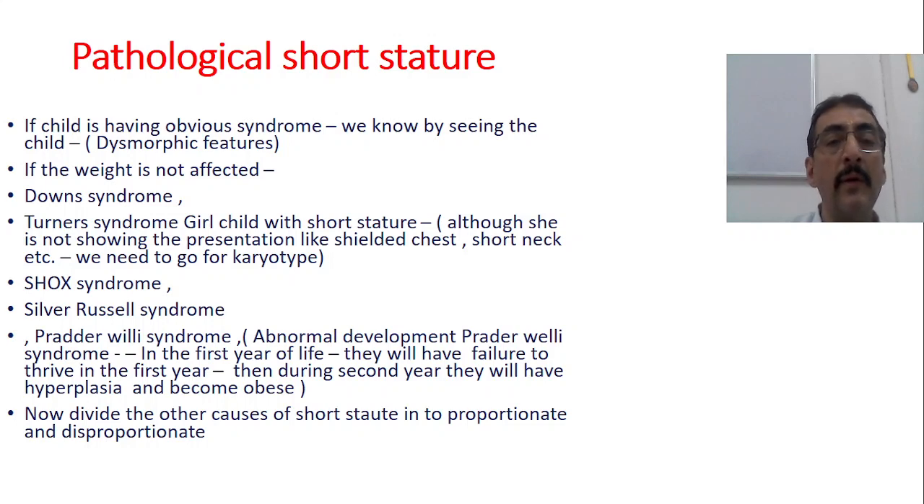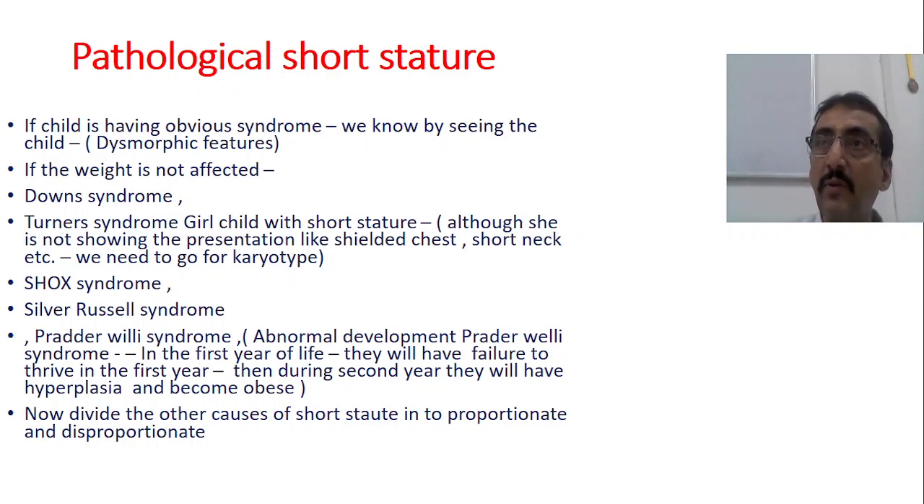Then Seckel syndrome, then Silver-Russell syndrome. One more important thing is Prader-Willi syndrome, where there will be abnormal development. In the first year of life, the child fails to gain weight, with some malnutrition or failure to gain weight. But during the second year, they develop hyperphagia and become obese.